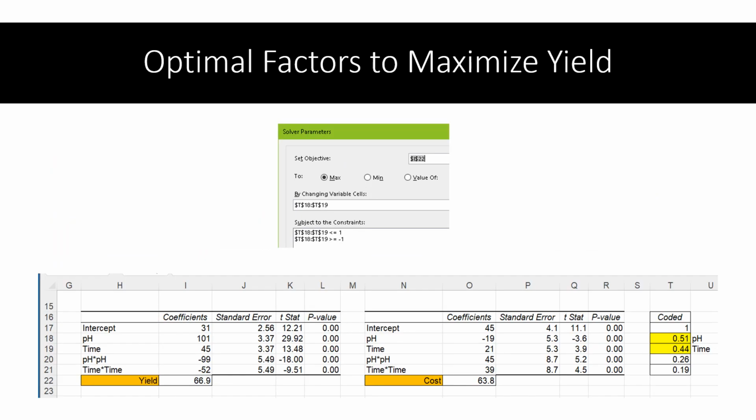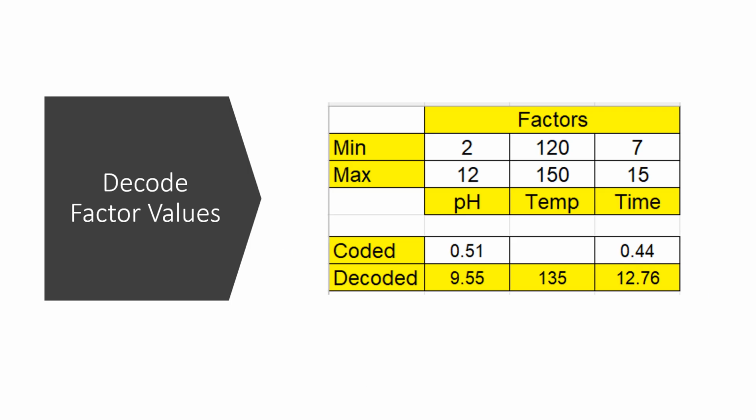We will start by maximizing yield. We can maximize yield to a value of 66.9 with a cost of 63.8 with the coded values of pH equals 0.51 and time equals 0.44. We can decode these values in sheet decoding. That is, pH equals 9.55 and time equals 12.76.